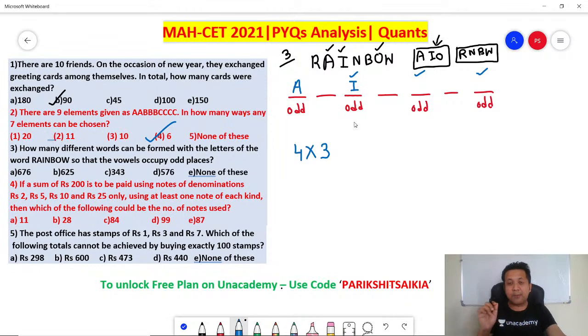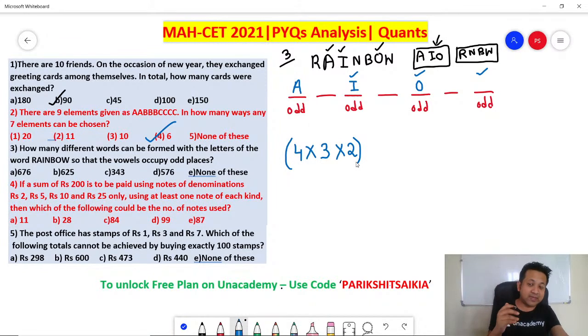Now the last vowel. How many options does the last vowel have? The last vowel has got 2 options, right? So it has got 2 options. So vowels. So how many ways? Let's say O goes here. Perfect. Vowels have been taken care of. So there are 24 ways of putting the vowels in the odd places.